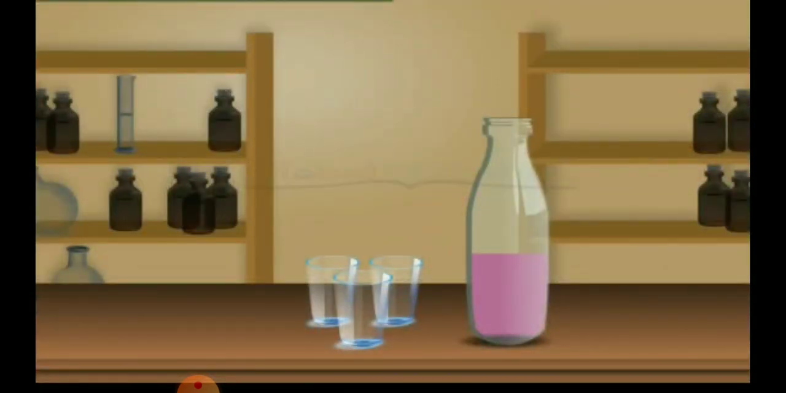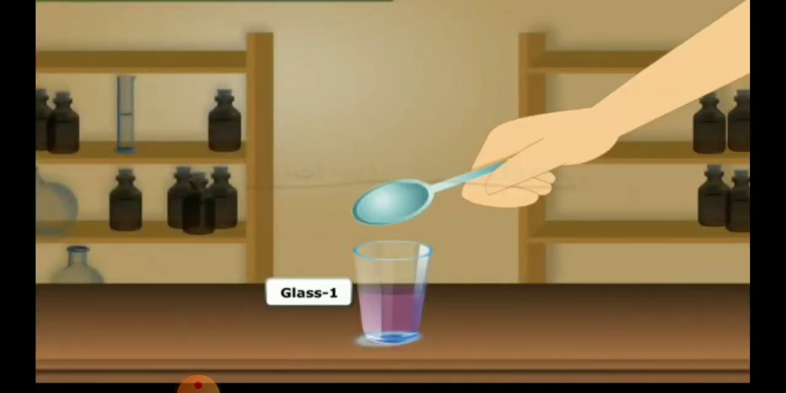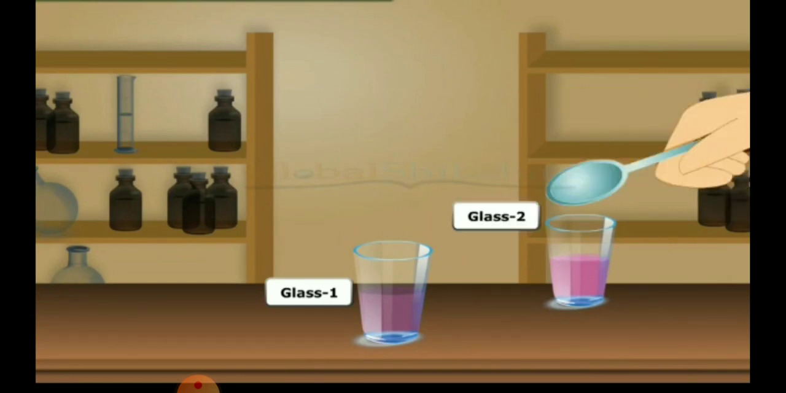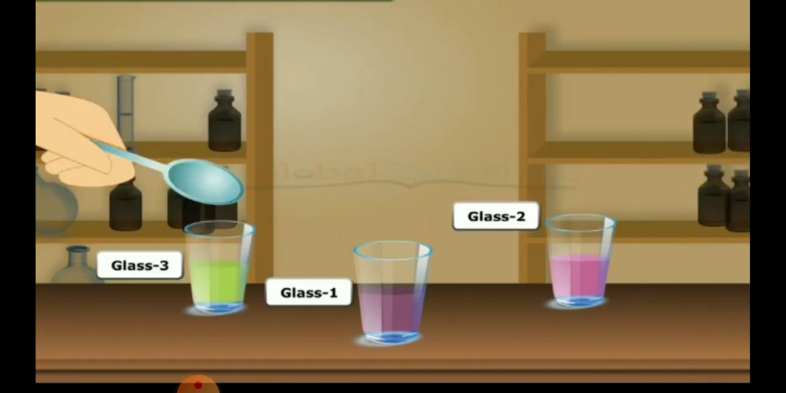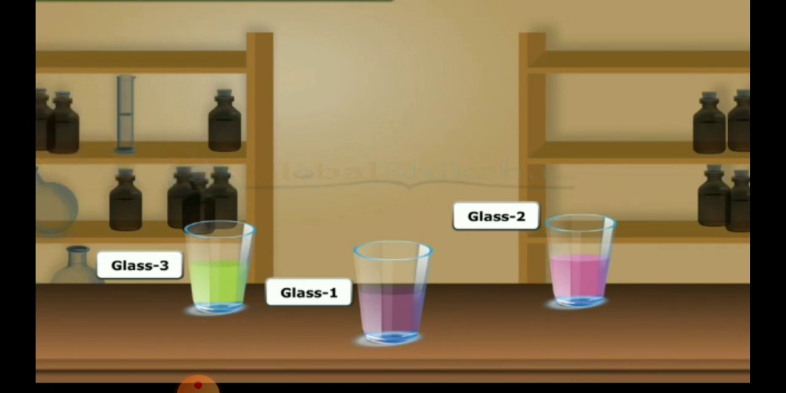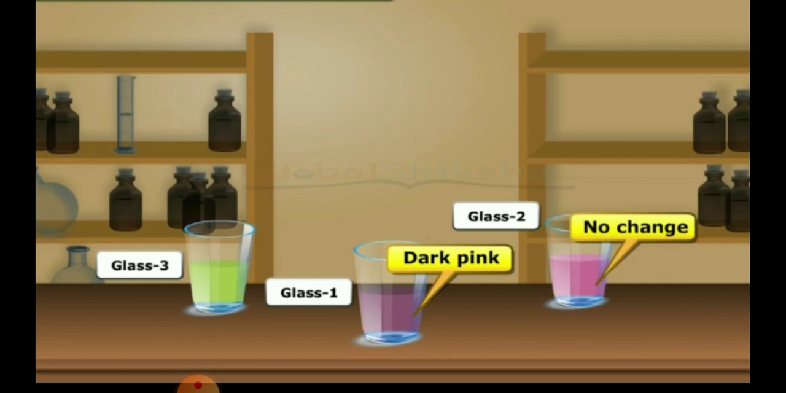Then take a small amount of this indicator in 3 small glasses. Pour lemon juice in the first glass, water in the second glass, and soap solution in the third glass. What do you see? You can notice that in glass 1, the color changes to dark pink. Lemon juice is acidic in nature, so there is a change in the color of the indicator. You can see that there is no color change in glass 2. Why is this so? This is because water is neutral in nature. The color in the third glass changes to green.